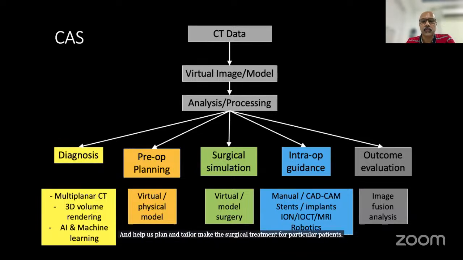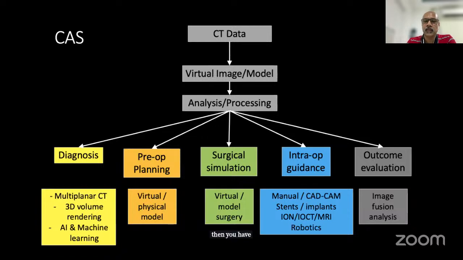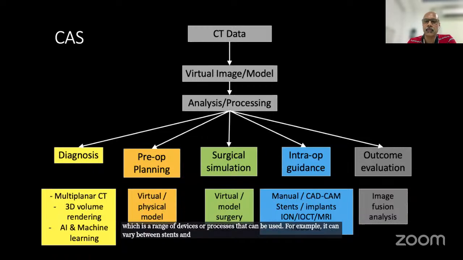Next comes surgical simulation. We will see the advantages of simulations when it comes to handling different treatment plans for the same patient, as well as determining which would work the best, or finding out the best fit for that particular patient. Then you have intraoperative guidance, which is a range of devices or processes that can be used. For example, it can vary from stents and guides to intraoperative navigation, intraoperative imaging in the form of CTs and MRIs, as well as robotics.